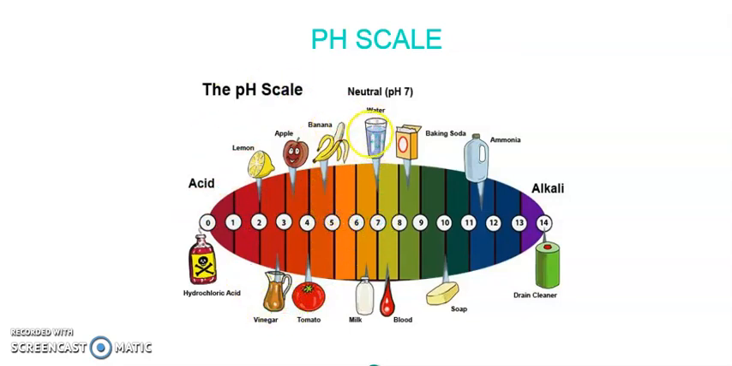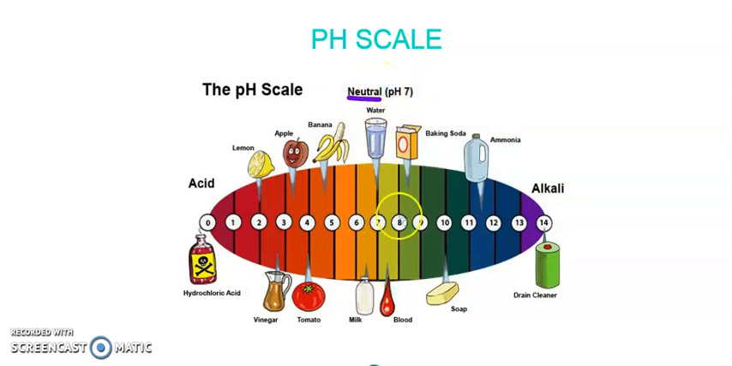Now, can you see at 7 the water, is it acidic or basic? When a substance is at 7, it is said to have a neutral pH, which means it is neither acidic nor basic. It is neutral. Such substances are known as neutral substances.